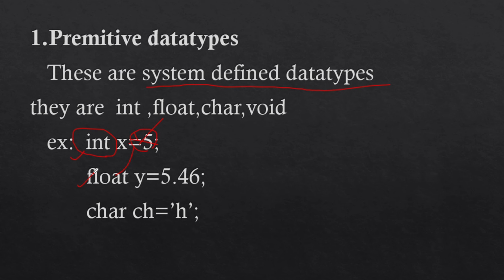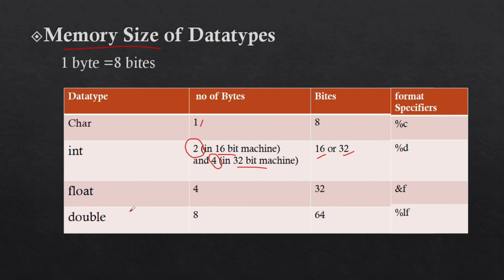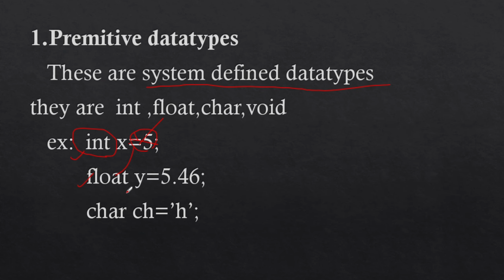If I'm giving a float there, not an integer, then it will allocate a space of 4 bytes for me. 4 bytes means 32 bits. I have mentioned here 1 byte is equal to 8 bits. So it will allocate 4 bytes of space or 32 bits of space when I just declare a float there.